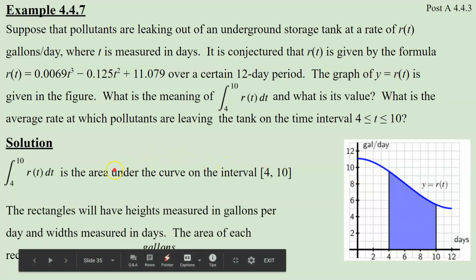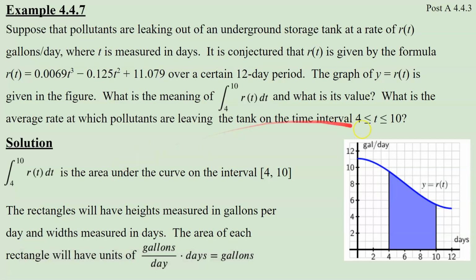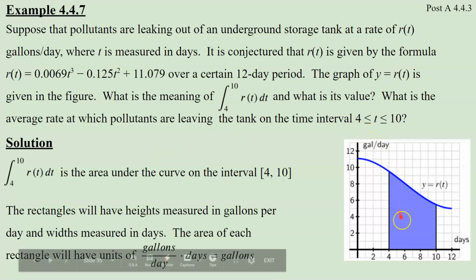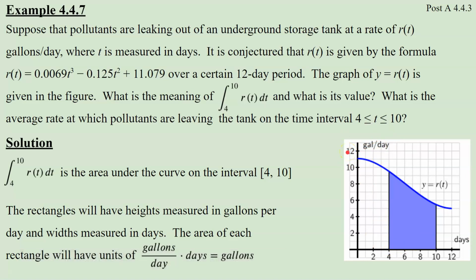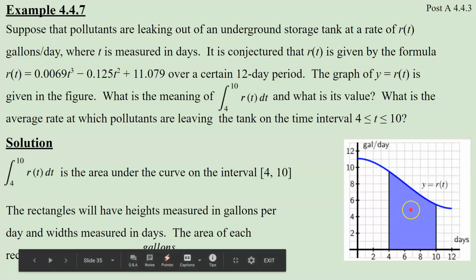The rectangles will have heights measured in gallons per day and widths in days. So if we think about a number of rectangles being drawn to approximate this area, the height of the rectangle is going to be gallons per day. The width of the rectangle is going to be days. So when we multiply height times width, we get gallons per day times days. The days will reduce, and we're left with just gallons. So the area under the curve, that blue area right here, represents gallons.